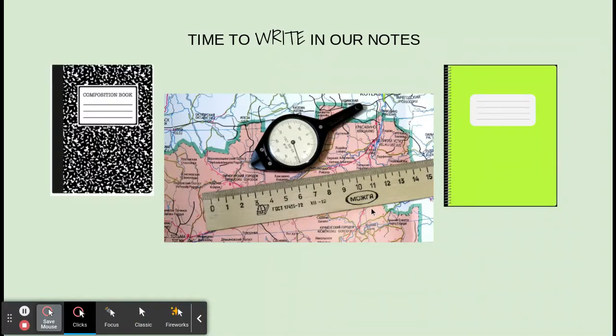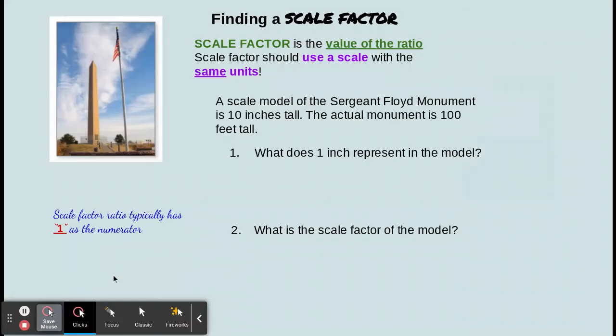Now it is time for you to write in your notes. There are a few fill in the blanks, and then I would like for you to find the actual distance using the cross product or the ratio table. You need to solve for x, and then fill in the empty box in the ratio table. And now that you've done that, let's talk about finding a scale factor.